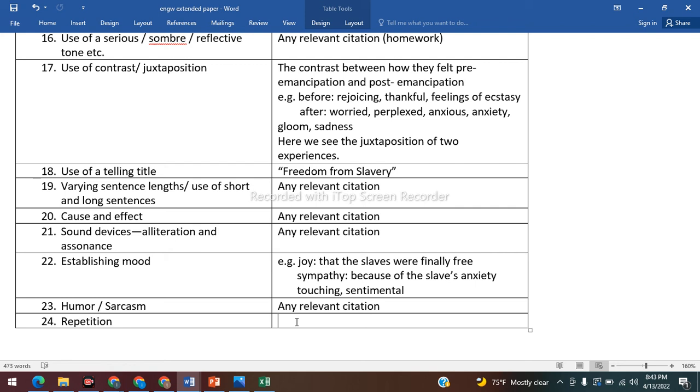Quick question: for the ones where you leave it blank, we have to fill those out? You want us to do it for homework or something? Yeah, fill them out with a relevant citation that you find appropriate in the passage. Now, with repetition, we could find that because he used the word freedom, and then, anyway, let me not give it to you all. Any relevant citation will work.